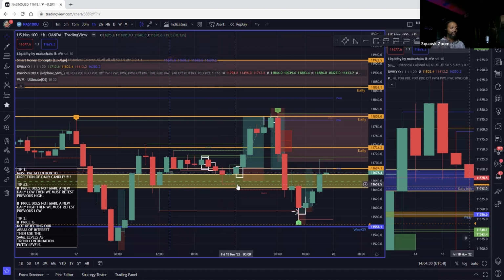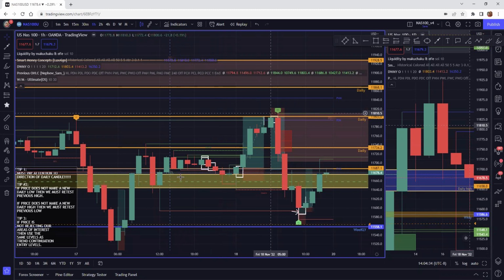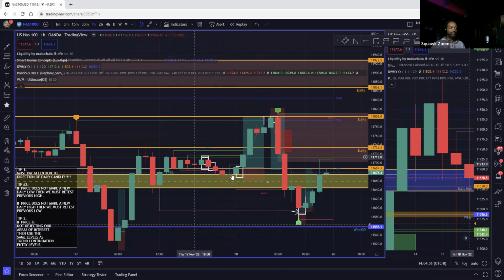It created initially a wick, and then London pushed everything back up. So this is why I say don't get into Asia, because if you're getting in, you're going to be wicked out. You're going to be locked in because then London market's going to come around and it's going to push up.